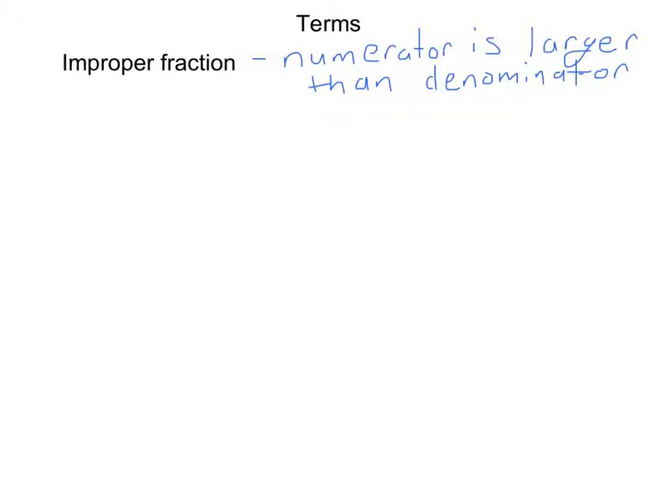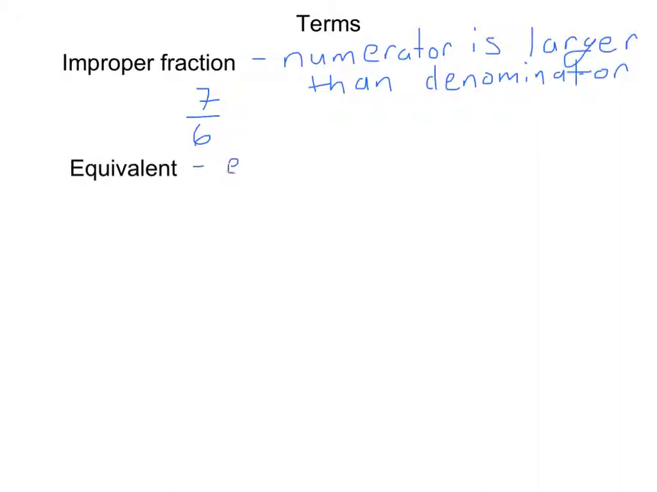An improper fraction is a fraction where the numerator is larger than the denominator. For example, if we had the fraction 7/6, since 7, which is our numerator, is larger than 6, which is our denominator, we have an improper fraction.